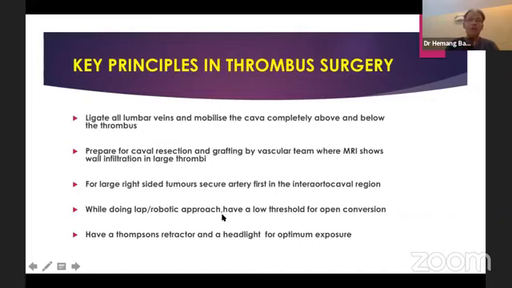Now, while doing a lap or robotic approach, have a low threshold for open conversion. Any big bleed from the IVC, just stop, and there is absolutely no shame in converting to open surgery. For open surgery, have a good self-retaining retractor. I prefer a Thompson, but you can use any good retractor which you have. Headlights are not mandatory as in pelvic surgery, but they do help.